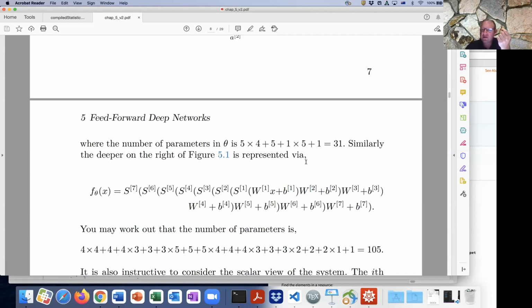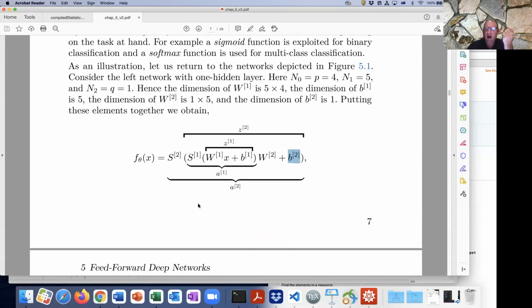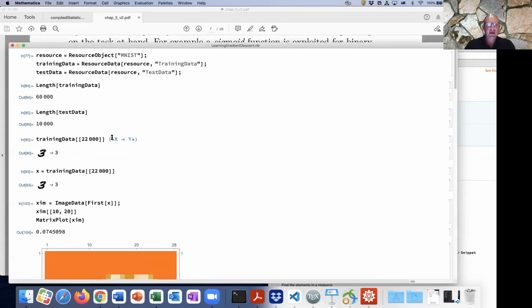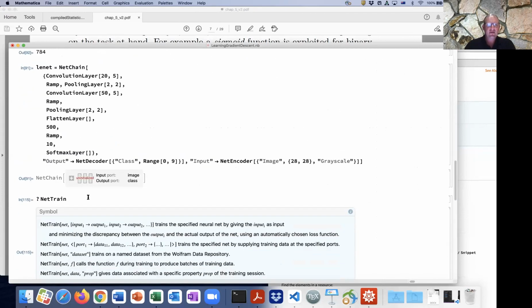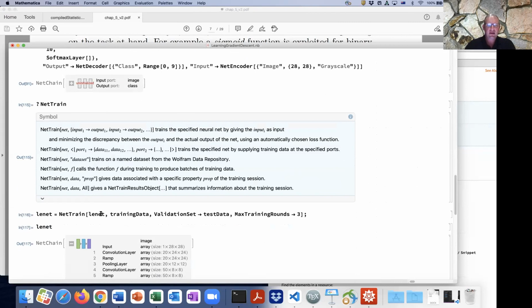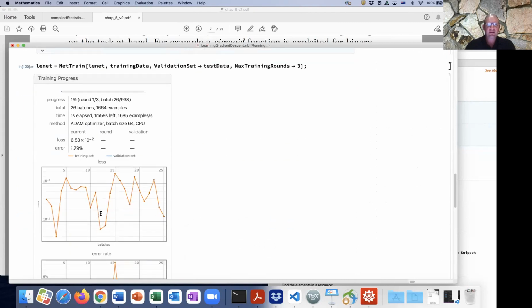The parameters the network learns are these matrices W and the bias vectors B. That's what you do in the action of training. So when we ran such a thing in Mathematica, let me run this nice thing again. Let's do this net train thing again. It's just so impressive that you just run it and it runs.